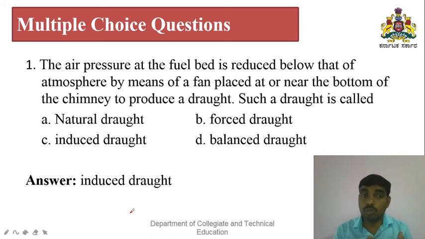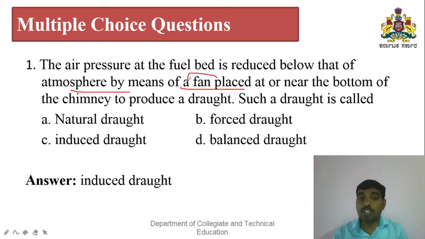I have prepared the questions. The first one: the air pressure at the fuel bed is reduced below that of the atmosphere by means of a fan placed at or near the bottom of the chimney to produce a draught. Such a draught is called? Here you have to understand the question first. The air pressure at the fuel bed is reduced below that of atmosphere by means of a fan placed at or near the bottom of the chimney. This is called an induced draught system, because the fan is placed below the chimney and sucking of the air is possible. Due to that, we call this induced draught system.